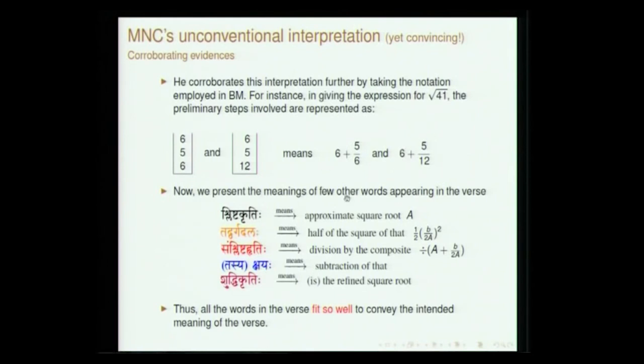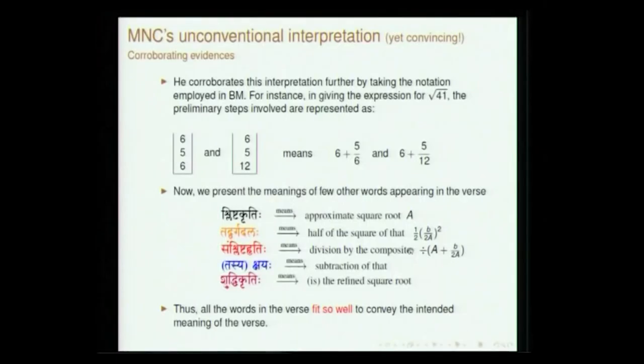To complete the analysis of the sutra, Slishta Kriti is A. I say approximate because this slishta is something known. That is why it is referring to A. So we have A square plus B as the number, and the closest square root is A. It is in this sense.